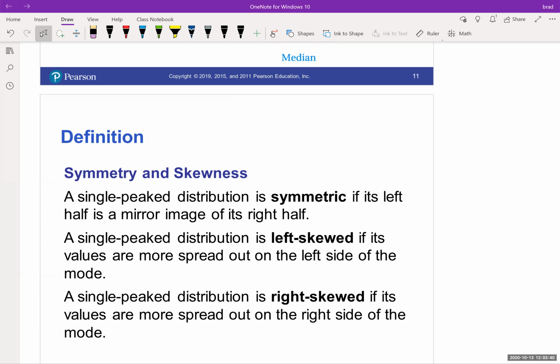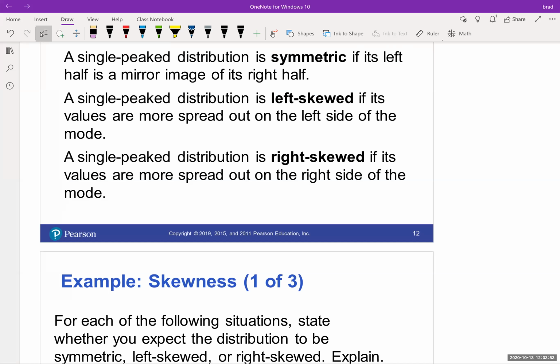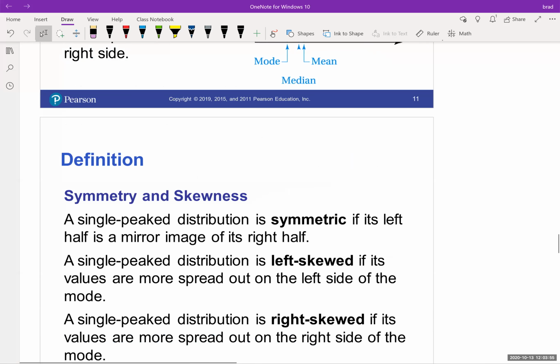A single peak distribution is symmetric if its left half is a mirror image of the right half. Okay, we talked about that. A single peak distribution is left skewed if its values are more spread out on the left side. And a single peak distribution is right skewed if its values are more spread out on the right side. And that's what we're talking about, the tail.